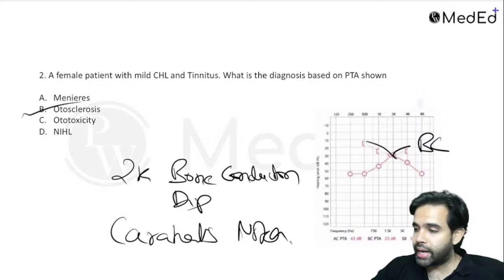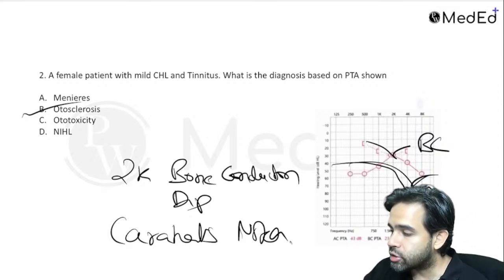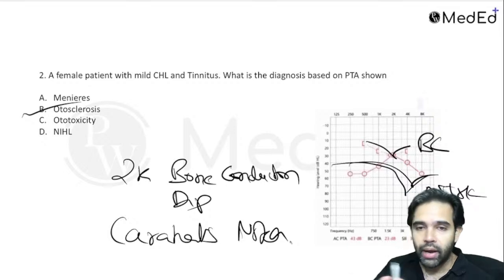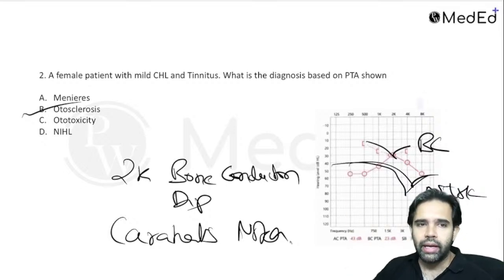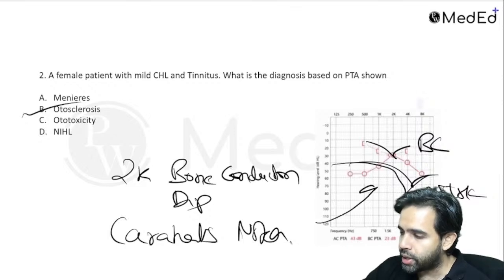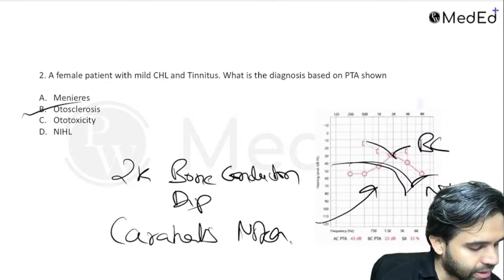If both the bone and air conduction dip at 4K, then that is noise induced hearing loss. Okay, that is when it will be noise induced hearing loss. Ototoxicity will be like a sloping hearing loss, and in Meniere's you will see an upward curving pure tone audiometry. So it was on clinical sign, Schwartz sign.